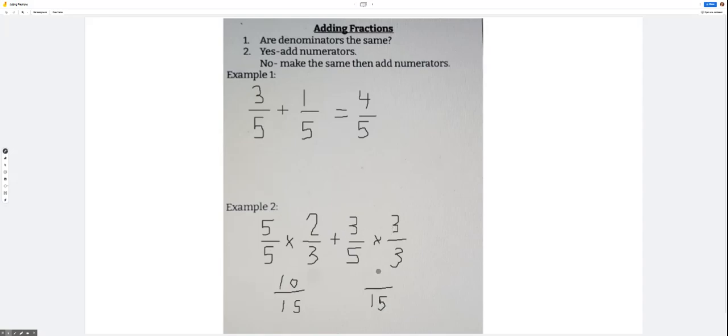And then 3 times 3 is 9. And then we're going to add these together. So we have 10 plus 9 is 19/15. Now, if they wanted the answer in A over B form, this would be correct.